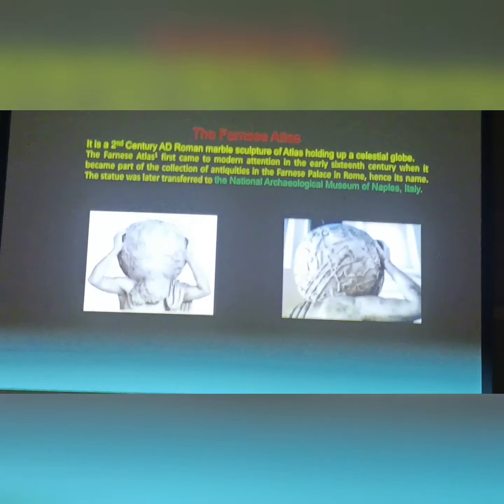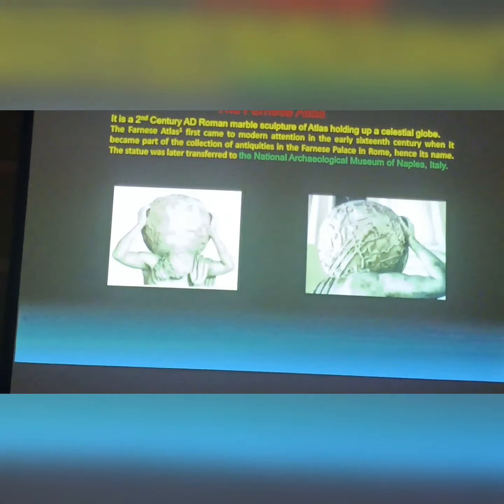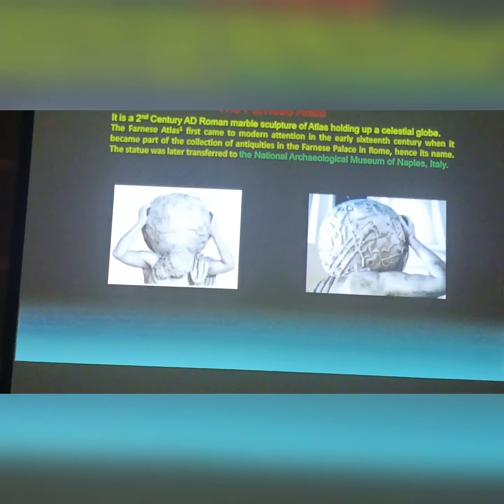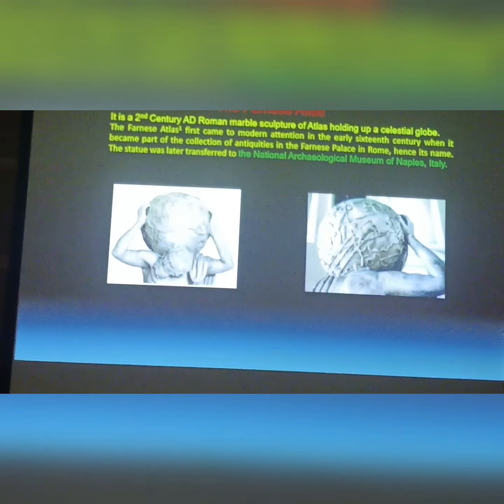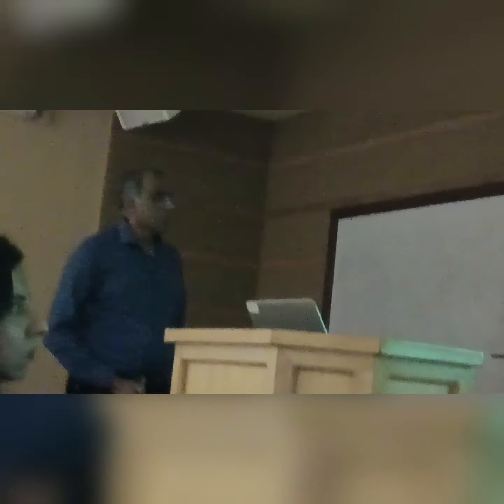So this is the Farnese Atlas. If you look at the globe, on the globe we have constellations, which are not given in terms of the stars, but in terms of mythological figures. So it is the colored image of those constellations.